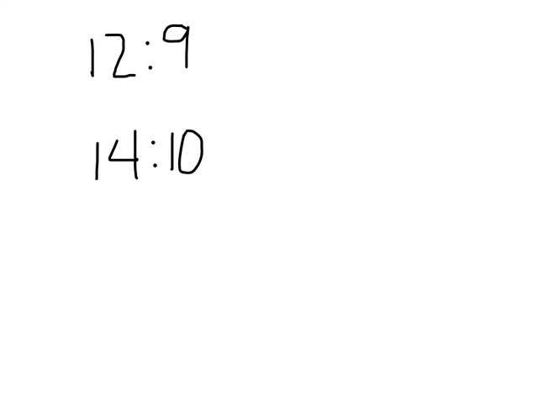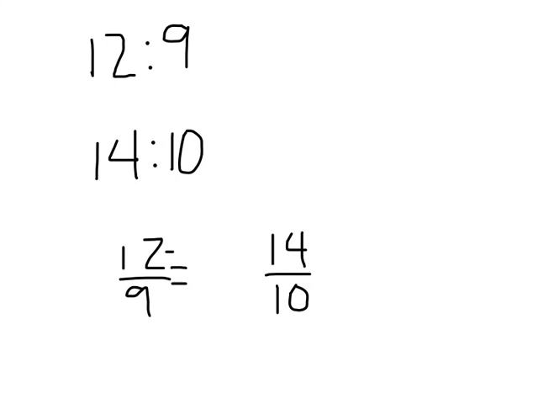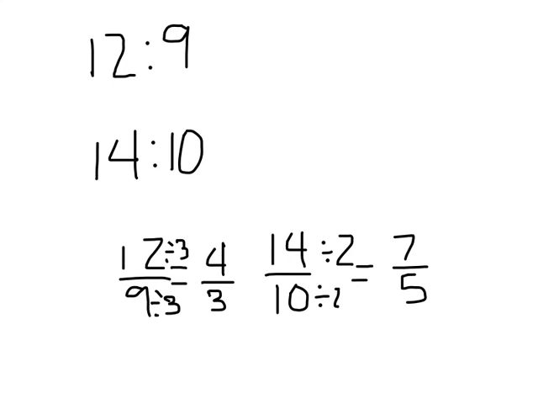Now you try. Find if 12 to 9 and 14 to 10 are equivalent by simplifying both. First, when I simplify, what ratio is 12 to 9 equivalent to? Well, the greatest common factor is 3, so it's equivalent to 4 to 3. What ratio is 14 to 10 equivalent to? Well, the greatest common factor is 2, so it's equivalent to 7 over 5. These two ratios are not equivalent.